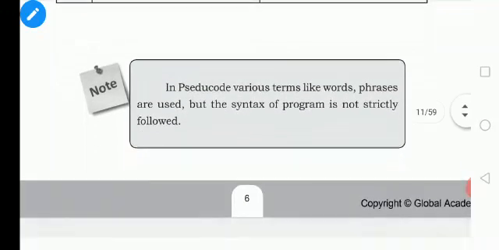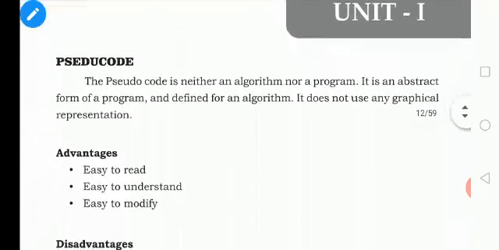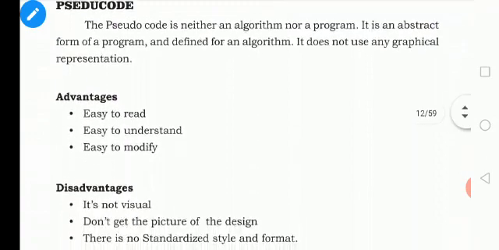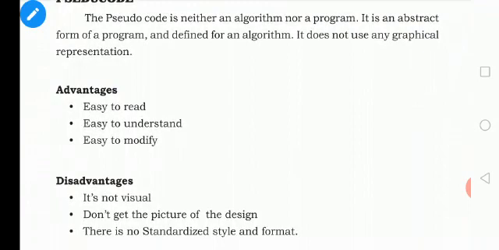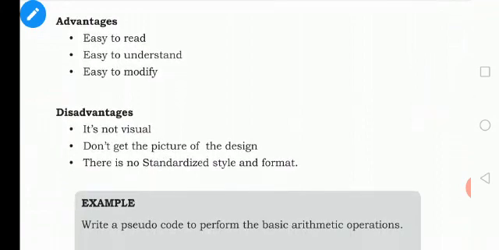Here there is a note given for you. In pseudocode, various terms like words and phrases are used, but the syntax of the program is not strictly followed. So one pseudocode is given, with the definitions. It is neither an algorithm nor a program. It is an abstract form of a program, defined for an algorithm. It does not use any graphical representation like a flowchart. Some advantages of pseudocode are that it is easy to read, easy to understand, and easy to modify. Some disadvantages are that it is not visual, you don't get the picture of the design, there won't be any design for it, and there is no standardized style and format.